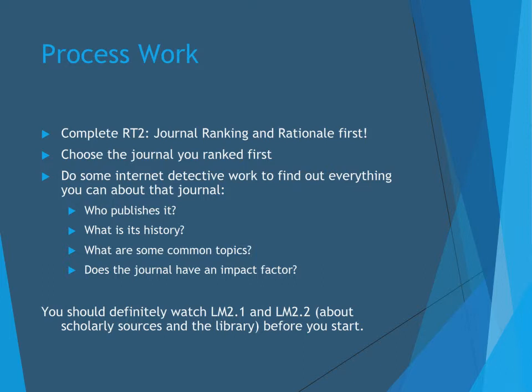First, make sure you complete Research Toolbox Post RT2, the Journal Ranking and Rationale exercise. You'll need to have a list of real academic journals in your field to work from. Pick the journal you ranked first or most important from your list and do some internet digging to find more about it. You might want to find out who publishes it, the journal's history, the scholars or institutions associated with the journal, and maybe even the journal's impact factor if you can find it.